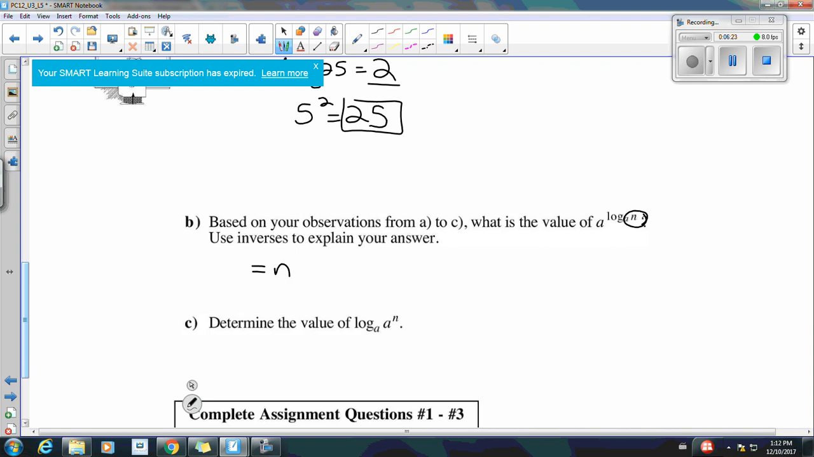C is kind of an interesting question. If we make this equal to v, we rewrite it: a to the v equals a to the n. Well, this tells us v equals n, and that makes sense. If I said, what's the power that goes on a to give me a to the n, it would be pretty obvious that that exponent needs to be n.